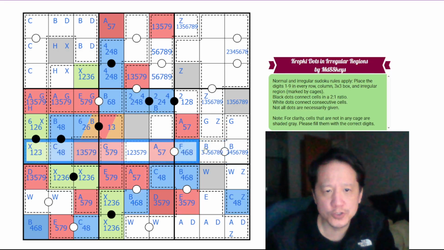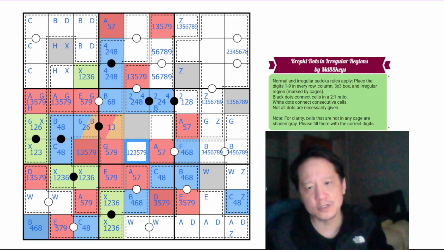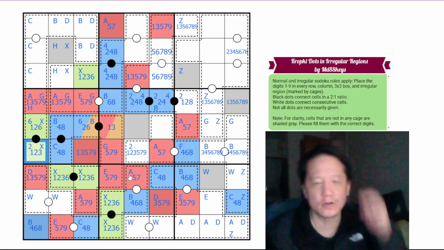Where is 2 in row 6 then? 2 in row 6 has to be either here or here.